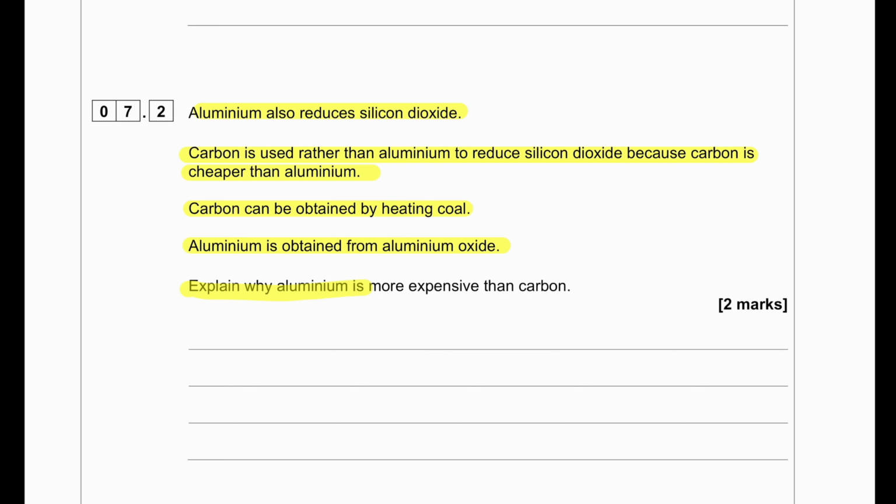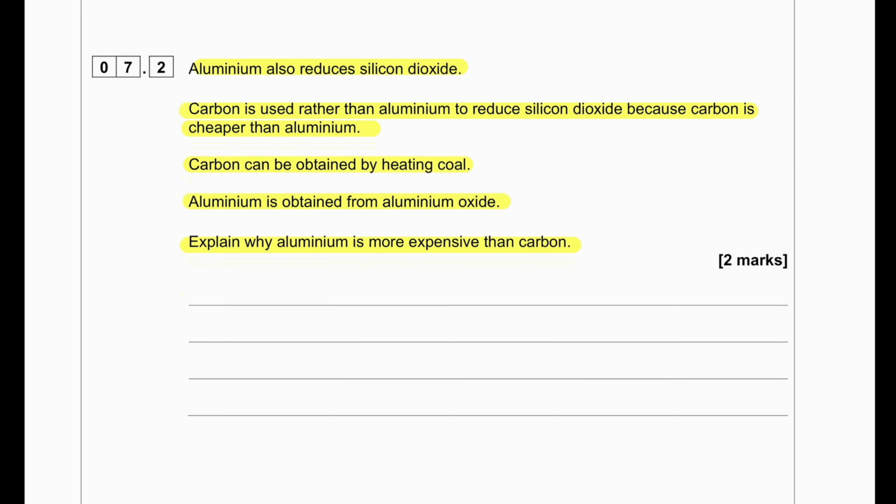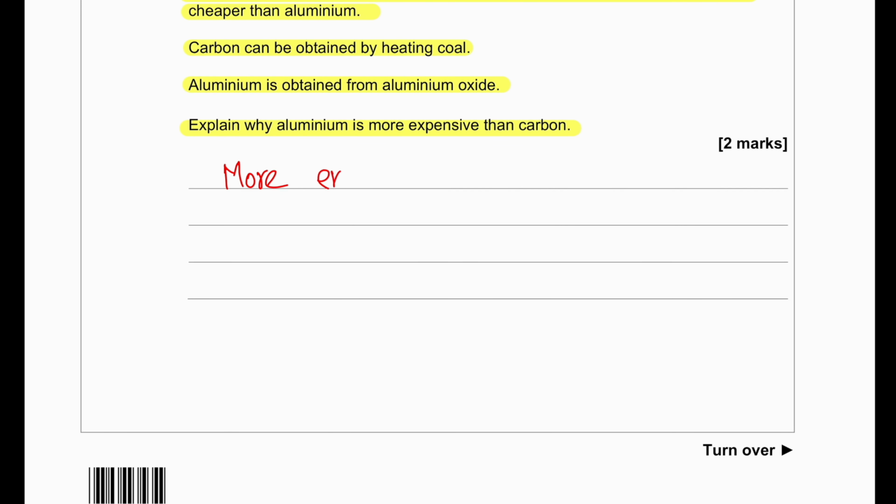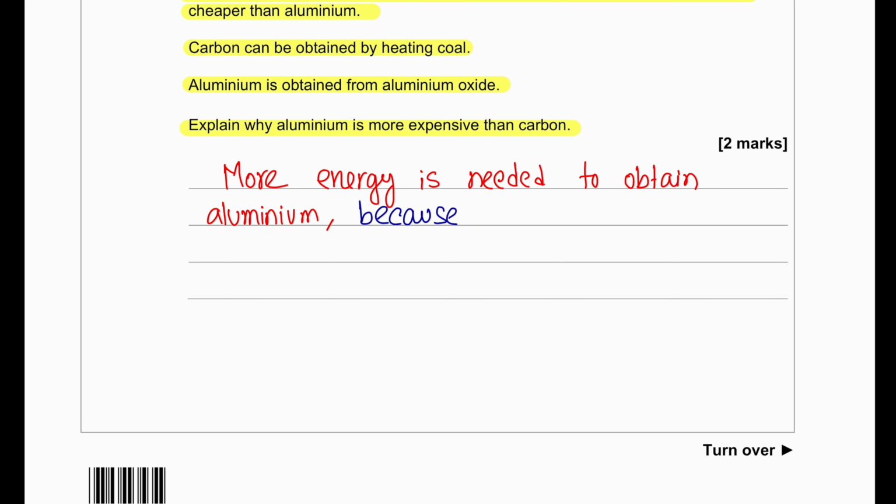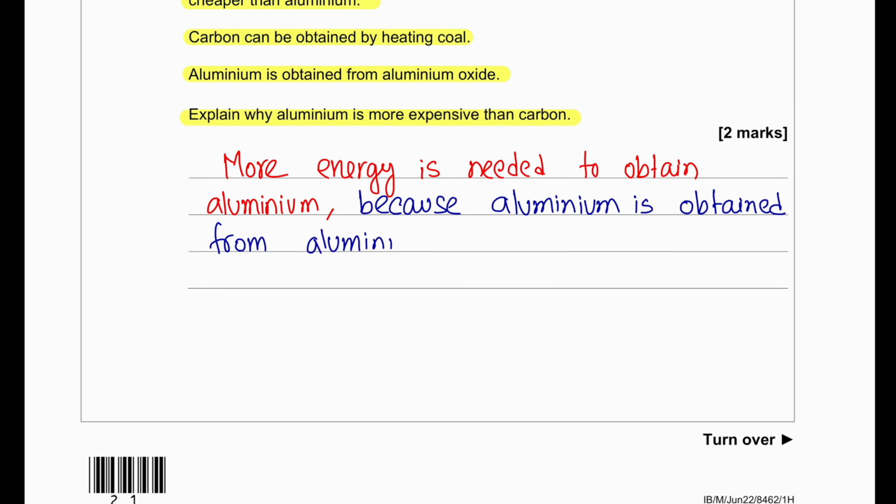Explain why aluminium is more expensive than carbon. The production of aluminium requires the process of electrolysis already, so it requires a lot more energy compared to that of carbon. Whereas if we burn coal, we can just get carbon, and coal is very cheap. So compared to coal, aluminium will be very, very expensive.